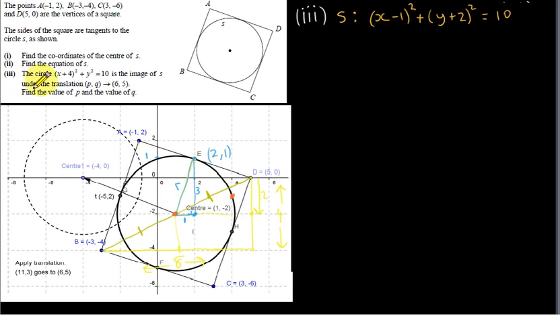In part 3, we're given that the circle x plus 4 squared plus y squared equals 10 is the image of circle S. Under the translation, PQ maps onto the point 6, 5. Find the value of P and the value of Q. So let's look at this second circle, x plus 4 squared plus y squared equals 10.